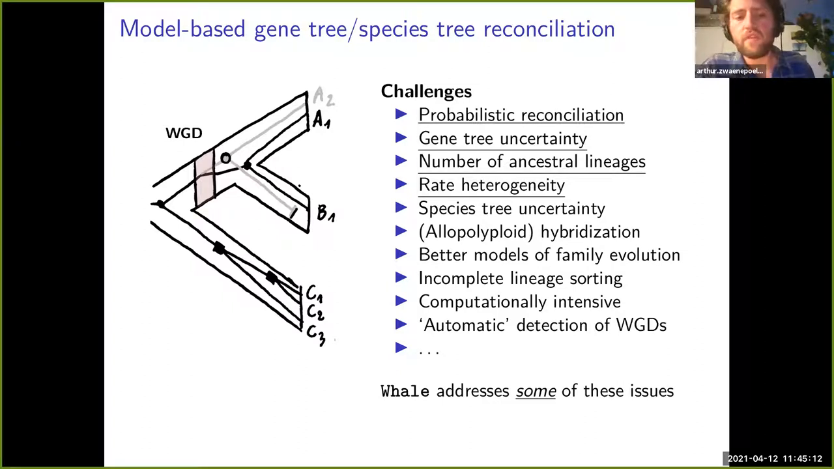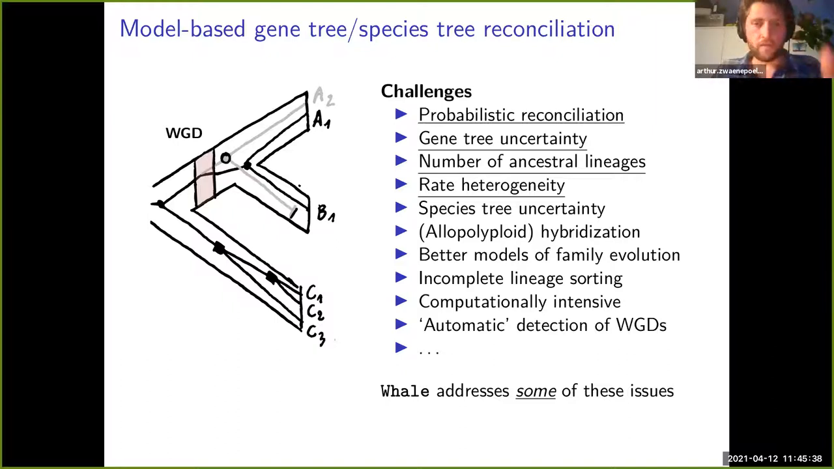These models of gene family evolution, they are so simple. Are they even realistic? What about ILS? The thing is, it's all computationally very intensive. We need to locate these genome duplications in this phylogeny to then determine whether there is a signal for them, or can we detect them de novo. All this kind of stuff is making this task extremely difficult.